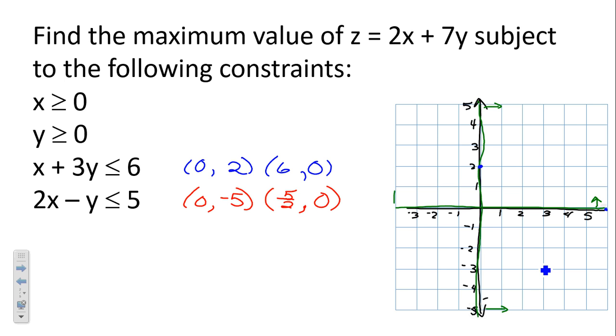And we want it to be less than or equal to this line. So do we need to shade toward the 0, 0 or away from it? 0 plus 0, is that less than 6? Yes, so we want to go toward the 0, 0, right? Toward the origin.